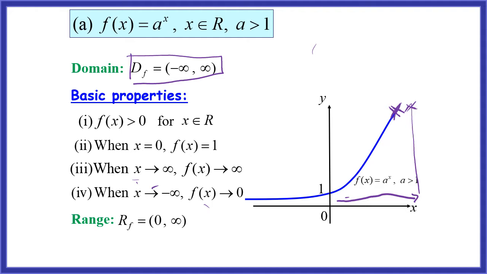When x approaches negative infinity, going to the left, the value of y approaches 0. But it must not pass through the x-axis where y equals 0. If a to the power of x equals 0, there is no such thing; it must not cross y equals 0. So this is our graph of a to the power of x, an exponential graph where a is more than 1.